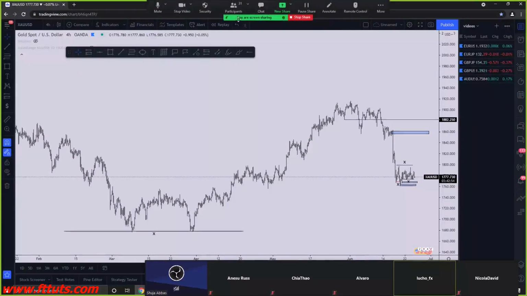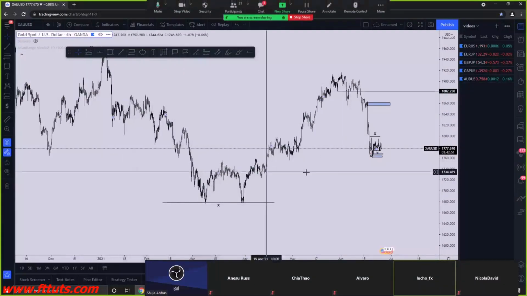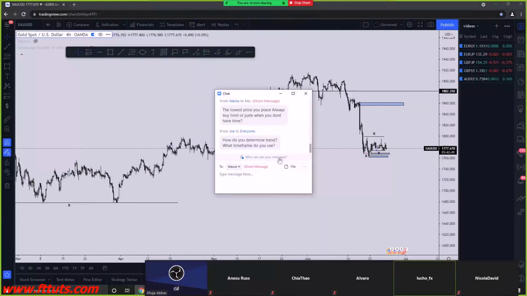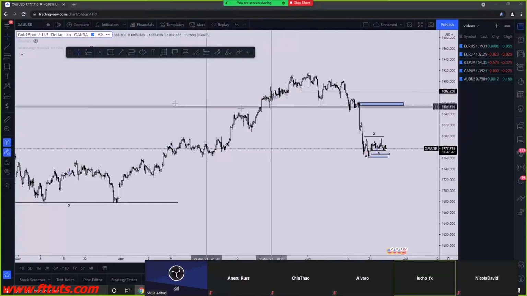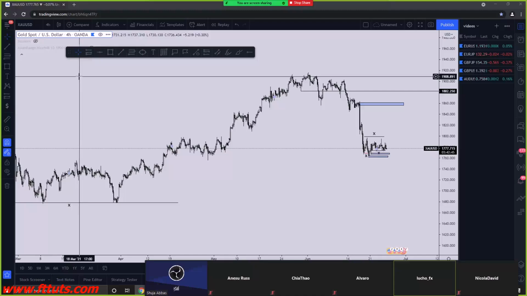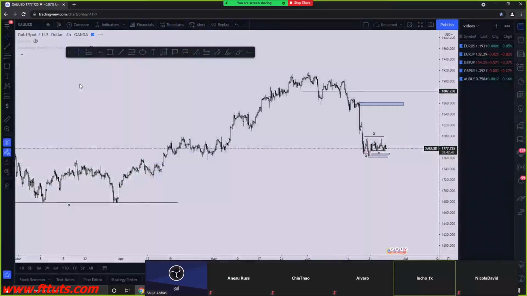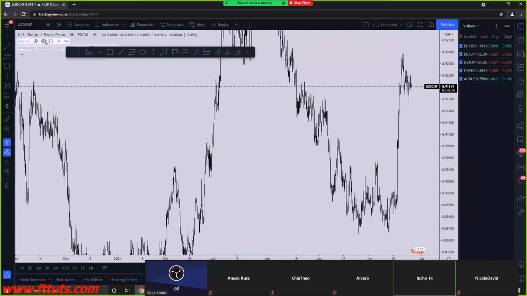If you guys have any questions, you can ask away. How do you determine trend? What time frame do you use? Okay, perfect. So let's go to a random pair like USD CHF. I don't trade that. Delete this and then boom.